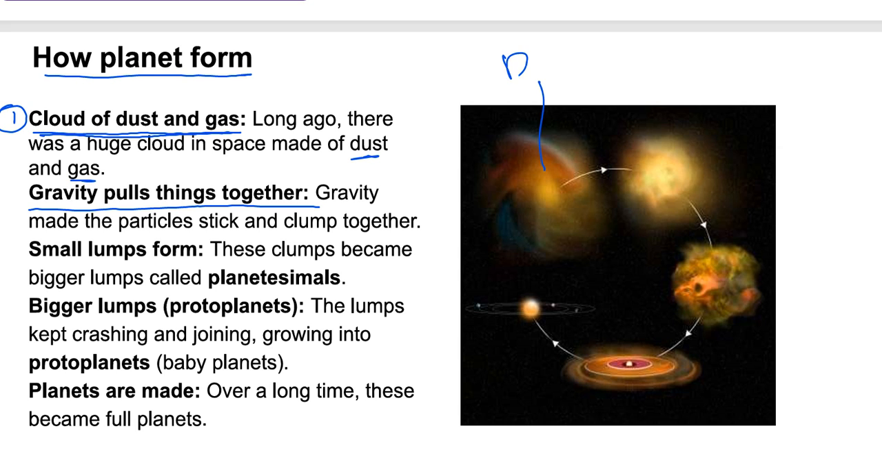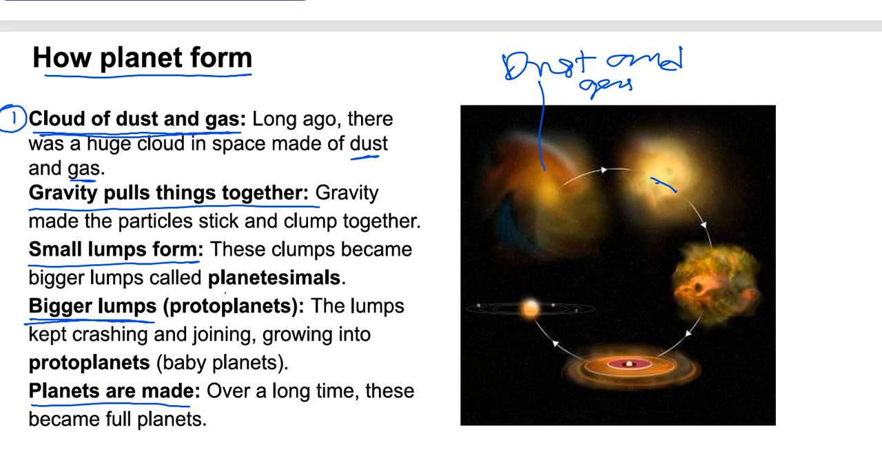So here is the dust and gas. Gravity is now pulling them together. Once gravity pulls them together, small lumps are formed. Now these clumps become bigger clumps called planetesimals. You don't need to know that, but yeah, if you can, you should. But first, gravity pulled them together, small lumps are formed. Then later, continuous gravity will lead to bigger lumps called protoplanets. The lumps keep crashing and joining, growing into protoplanets. So that's how planets are finally made.